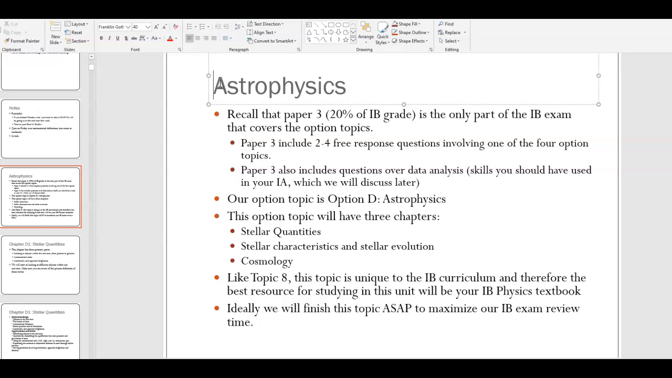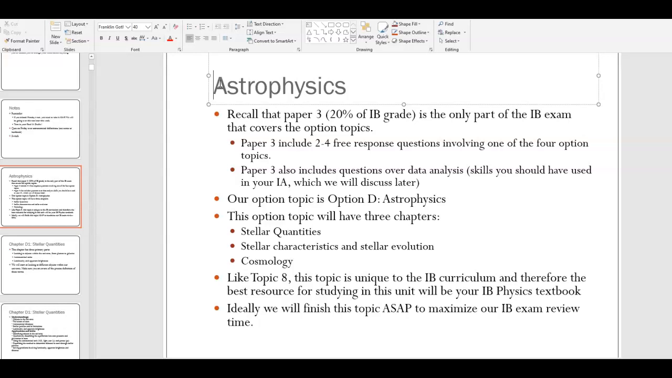I always choose astrophysics just because, in my opinion, and based off of what I've heard from other IB physics teachers, astrophysics is the easiest one. It just so happens I also think it's the most interesting one, personally. If you do want to know anything about the other option topics, please consult your IB physics textbook.